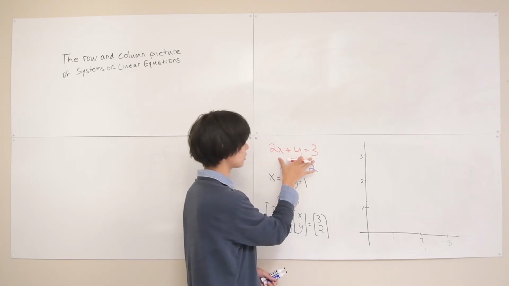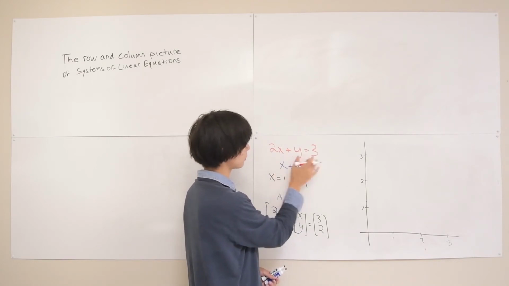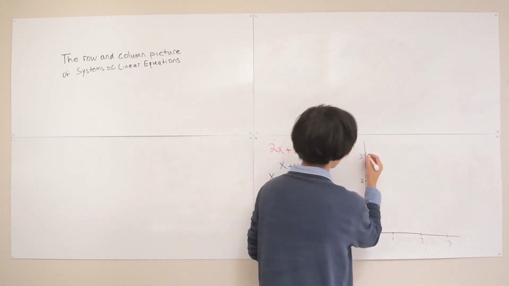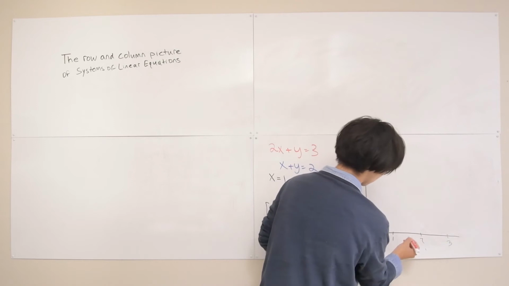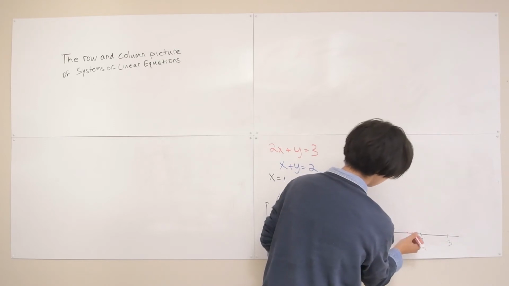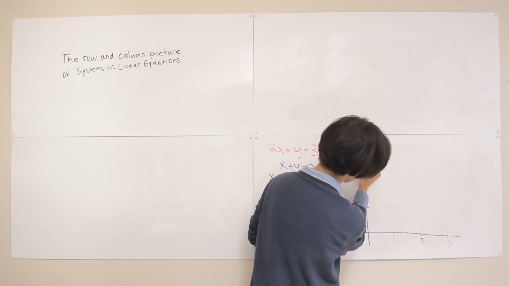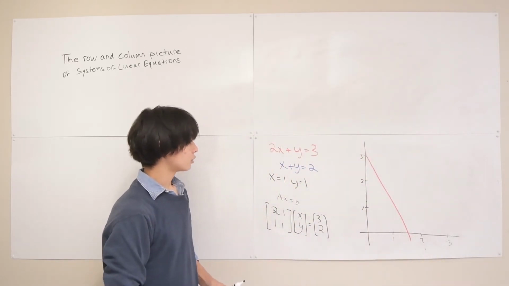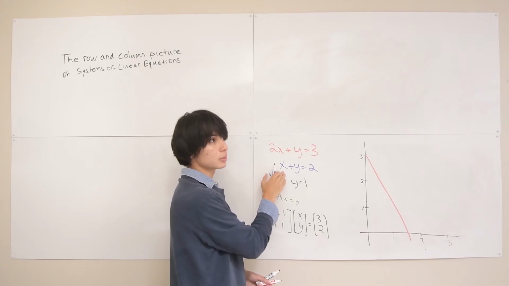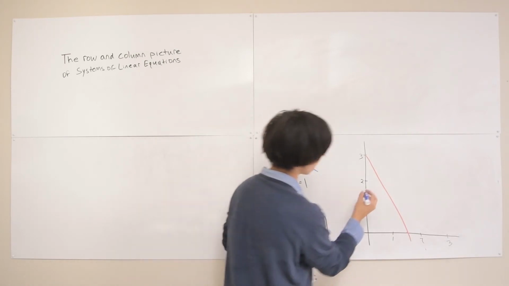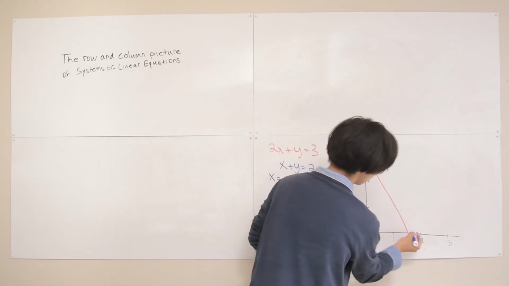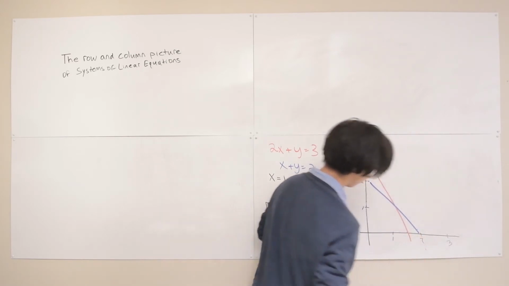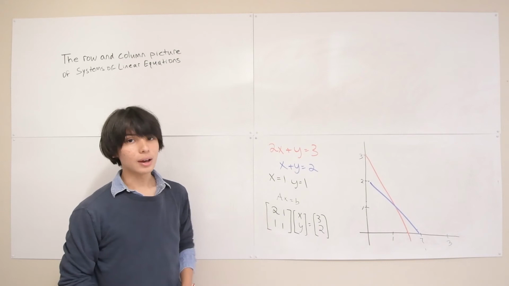Let's graph this first line here. The y-intercept of this is 3, and the x-intercept is 1.5. So that goes from here down to about here. Let's try to draw that to the best of our ability. That's pretty good. I'll take it. And now we want to draw this one, which has an x-intercept of 2 and a y-intercept of 2. So that goes from here to here, and from about like that, pretty much. Okay, so those are our two lines.